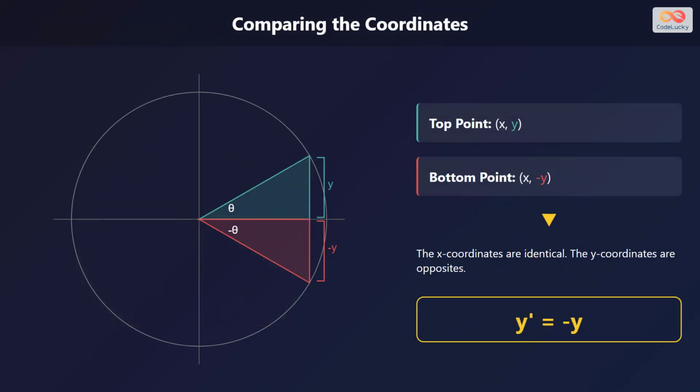Let us compare these 2 points. Because we rotated the same amount, the points are vertically aligned. They share the exact same x-coordinate. However, look at the height. The top point is at positive y, and the bottom point is at negative y. They are opposites.